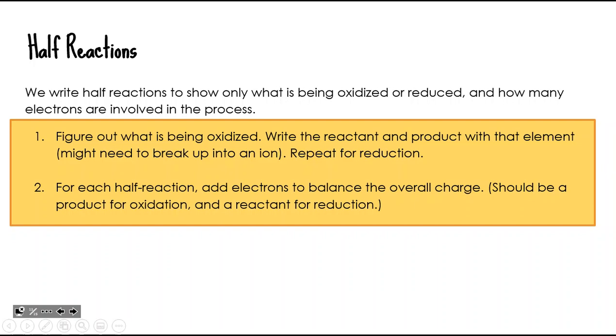Now, what you'll notice when you add electrons to the oxidation half reaction is that they end up being a product. Because we know oxidation is a loss of electrons, the electrons have to be given away, so they have to be part of the products. If your element is being reduced, you have to add in electrons. Electrons are being gained, so for reduction, they're part of the reactant side.